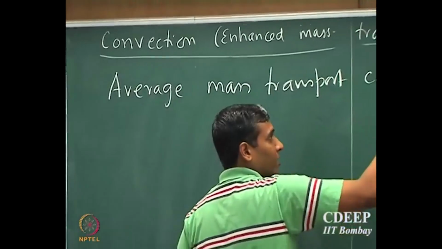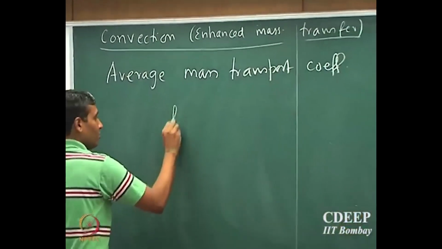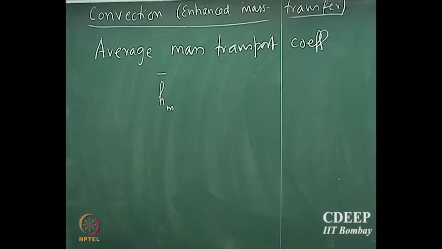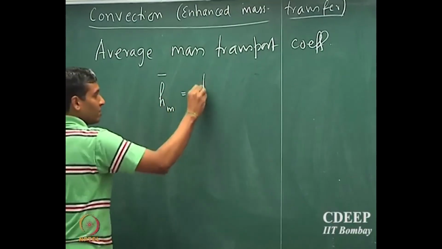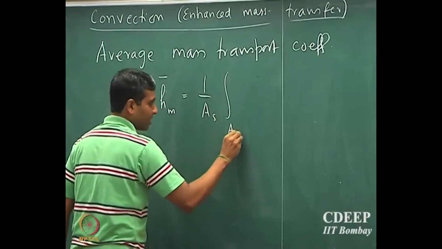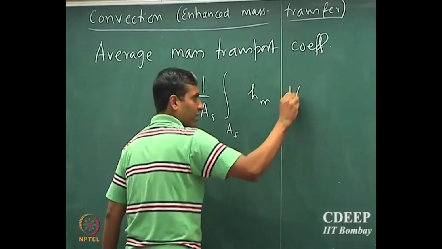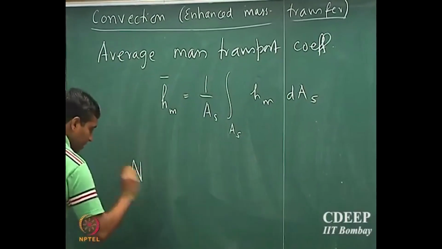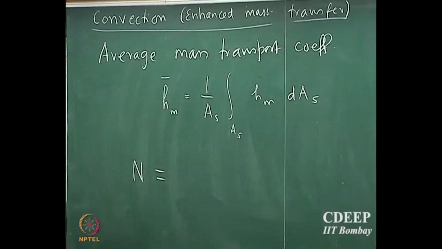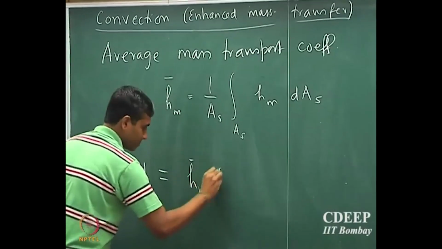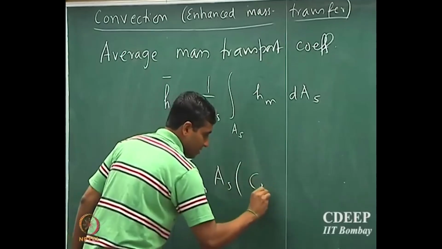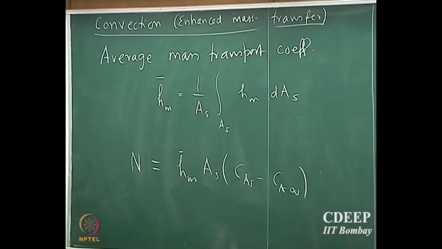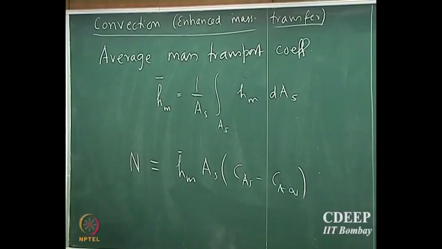You can define average mass transport coefficient, Hm bar, which is the average mass transport coefficient averaged over the whole surface area. So that will be 1 by As integral over the surface into dAs. So using the average mass transport coefficient, we can now define the net mass transport as Hm bar into As into the driving force. So that's the net mass transport rate based on the average mass transport coefficient.